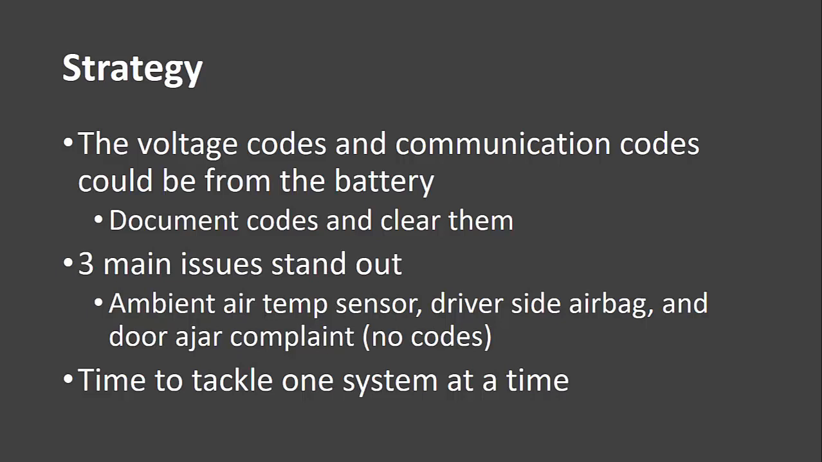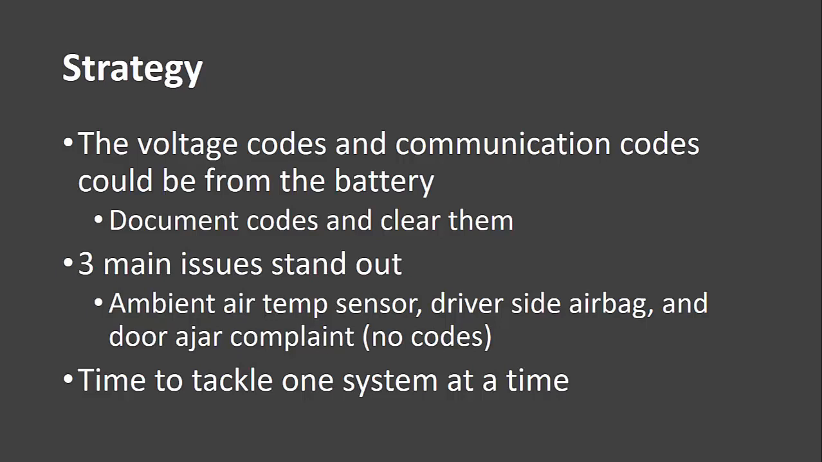So we're going to really look at the three main issues that I see, and that's the ambient air temp sensor, the driver's side airbag, and then the door ajar complaint. By the way, there are no codes for that one. When you see how the circuit works, there's really no way for the PCM to know that there is an issue with that door ajar light. So I'm going to tackle this one system at a time.